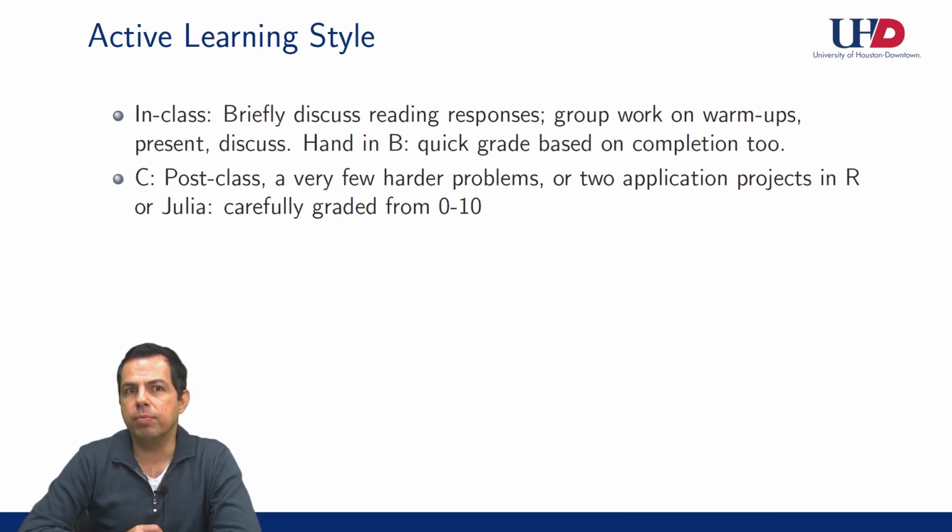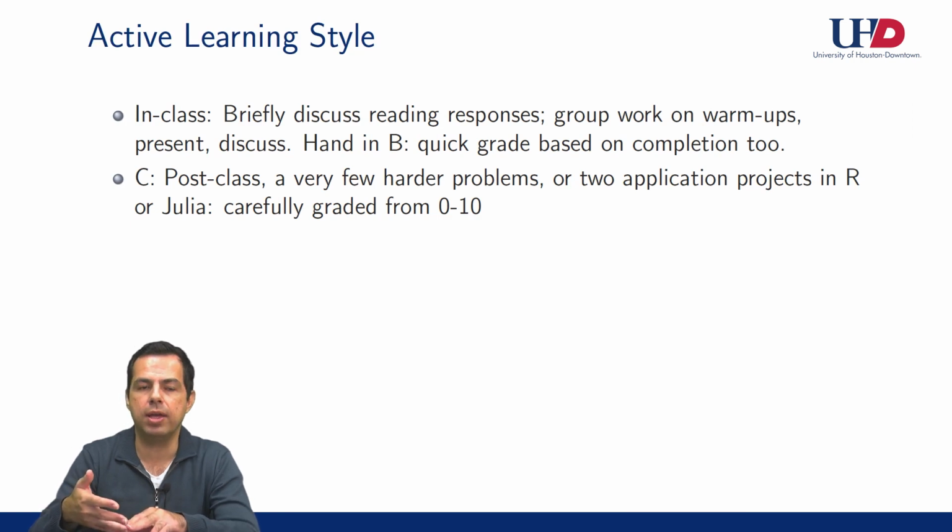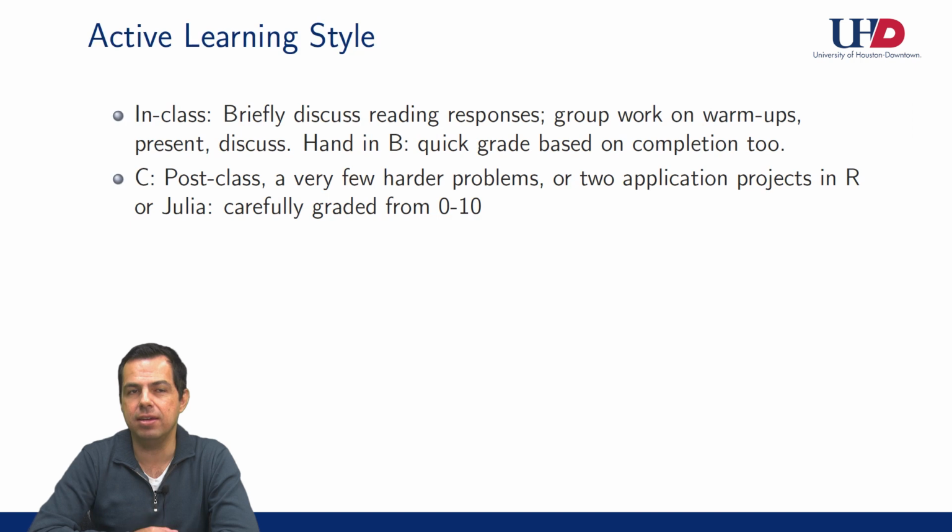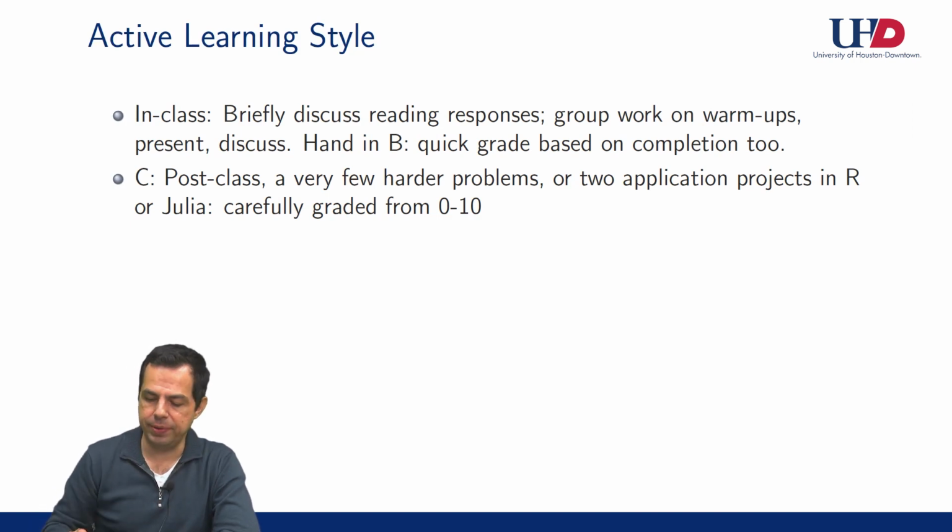After that, we complete the B homework in class, and I just give a quick grade for the B homework based on how much students complete in the classroom. After that, we have the C homework. This is a post-class assignment, very few harder problems, or sometimes application problems in R or Julia, and these are carefully graded from 0 to 10. This is where I see if students are really understanding the material.